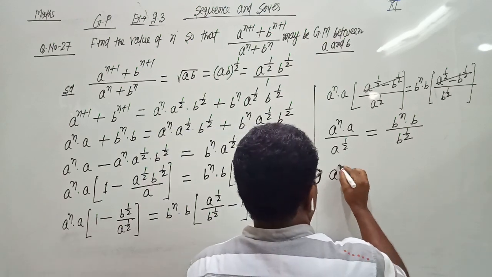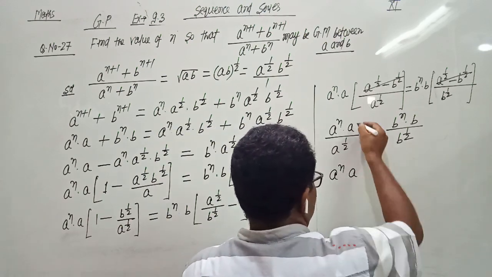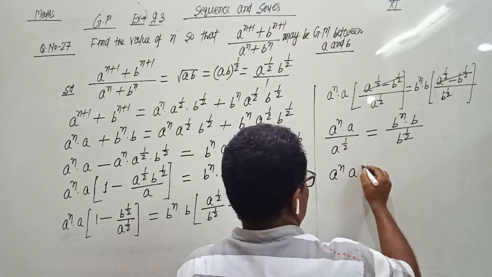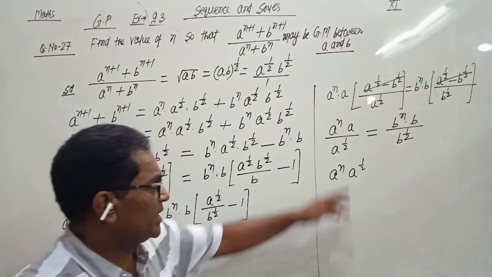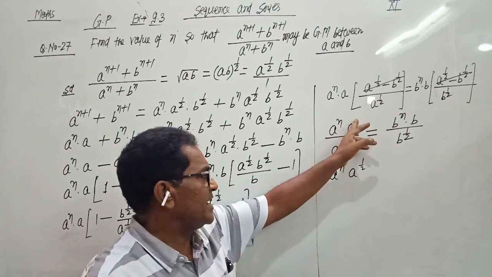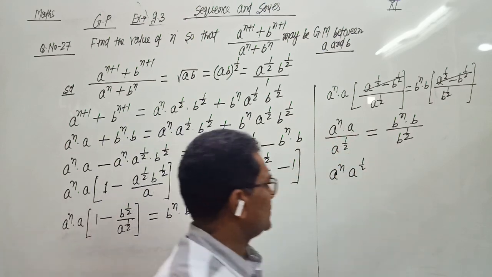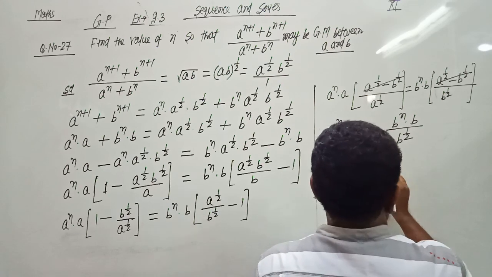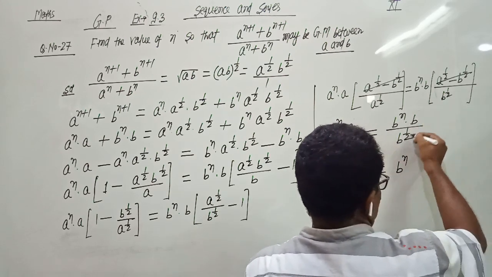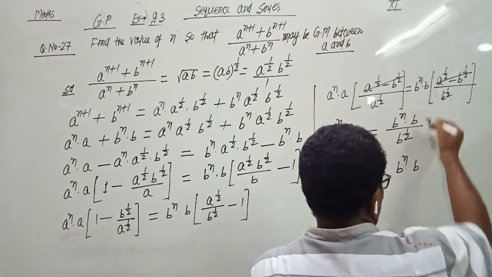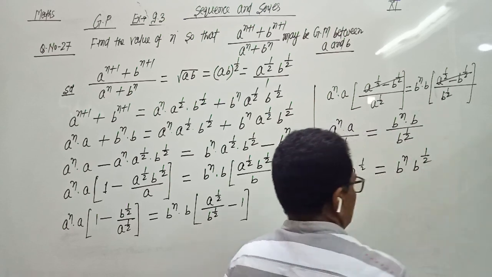So it gives a raised to the power n into a raised to the power 1 and a raised to the power 1/2. This power would go at the place of numerator. Power gets subtracted, and 1 minus 1/2 we get 1/2, equals b raised to the power n, b raised to the power 1 and b raised to the power 1/2. It goes at the place of numerator. It also becomes 1/2.